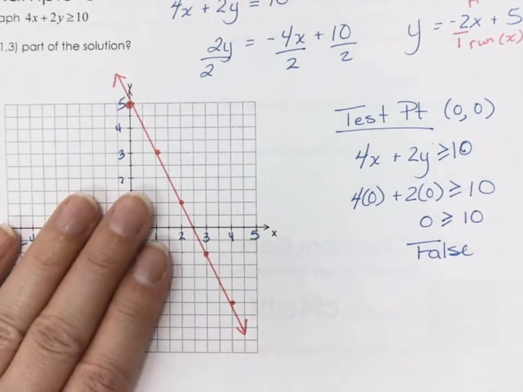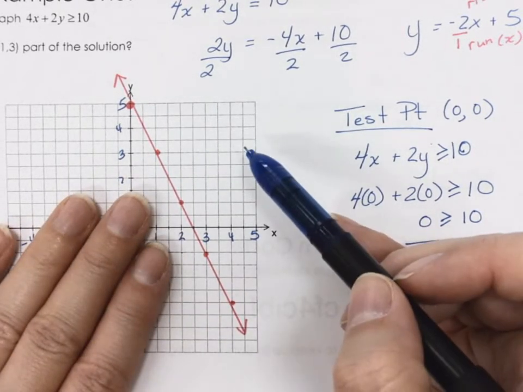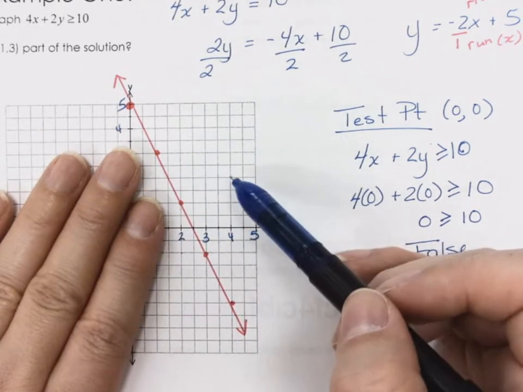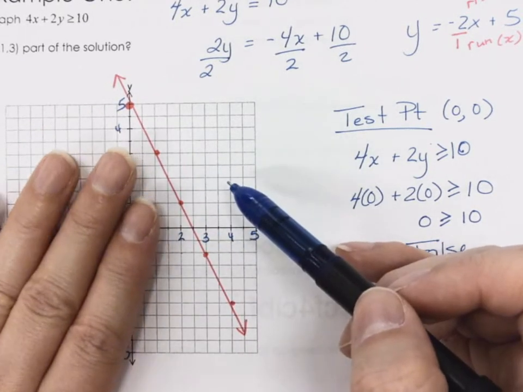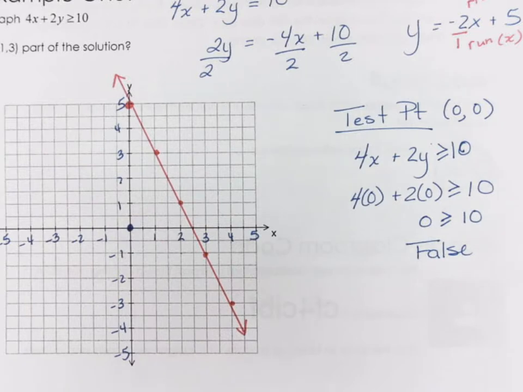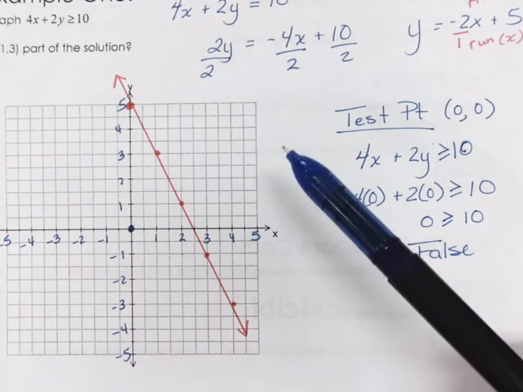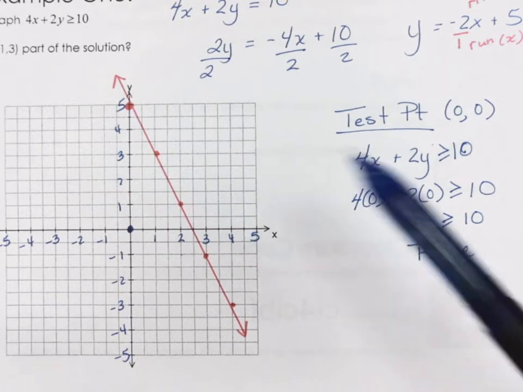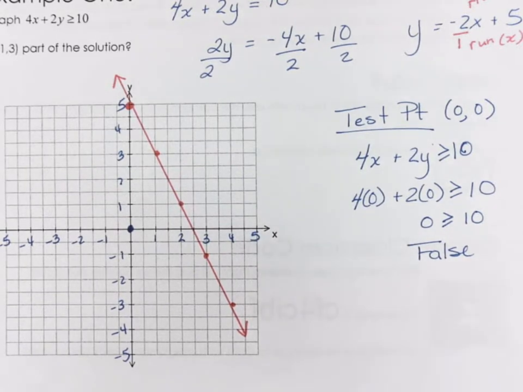So if it's false on this side, what do you think it is on the other side? If it's false on the left-hand side, what is it on the right-hand side? If it's not false, it is true. So, I mean, you could double check and you can pick a point on the right-hand side if you want to, but you shade where it's true.